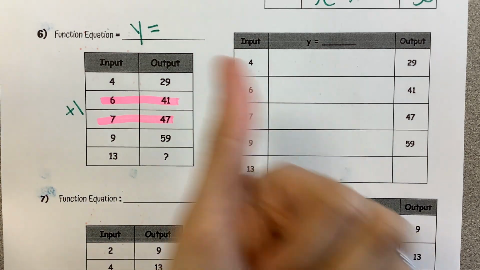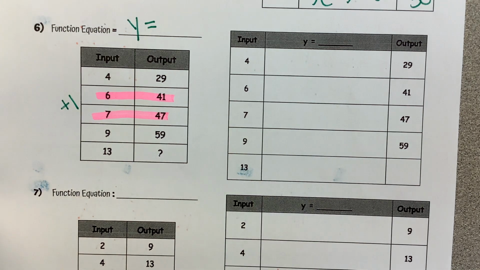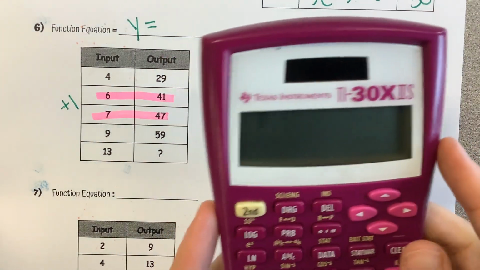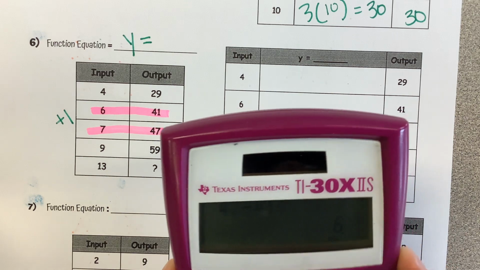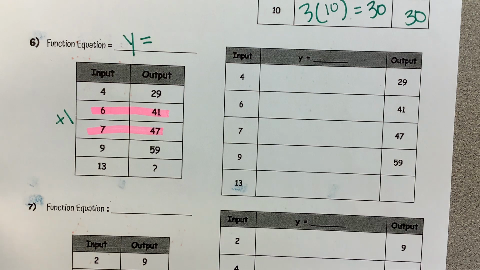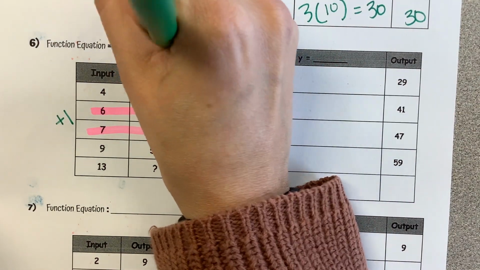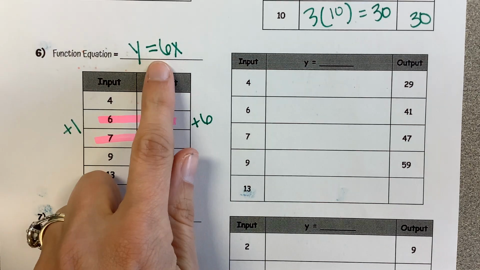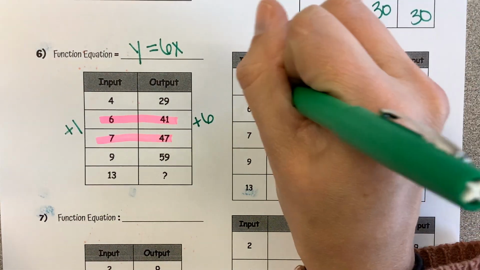So I can count 42, 43, 44, 45, 46, 47 is 6. But if I don't know how to do that in my head, I can just subtract. 47 minus 41 gives me a difference of 6. So since it went up by 6, that tells me that 6x is in my equation. So we're going to plug it in over here and test it out.